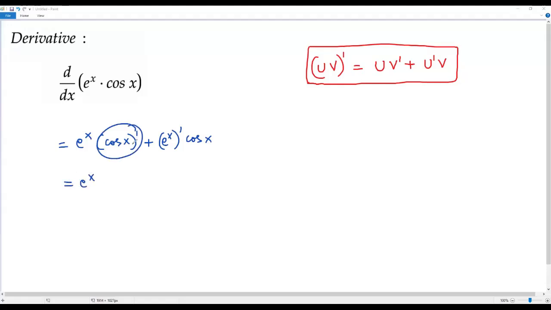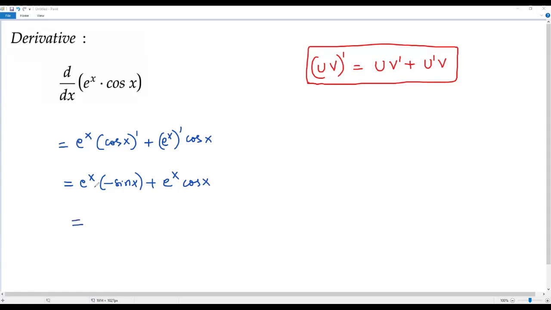So now we have to get the derivative of this cosine x because we have prime for cosine x. The derivative of cosine x is negative sine x, positive, and we have to get the derivative for this e to the x power. The derivative of e to the x power is the same, e to the x power, times cosine x.